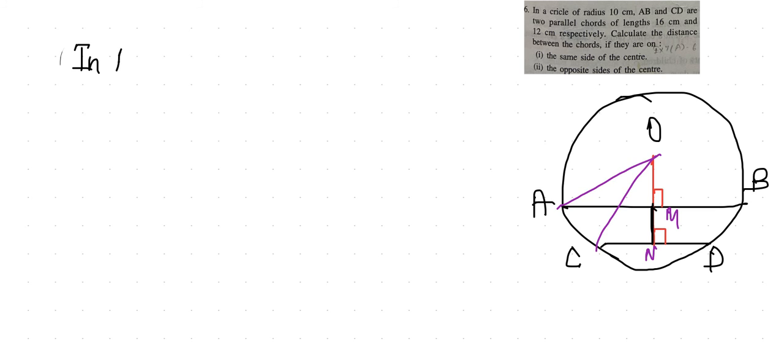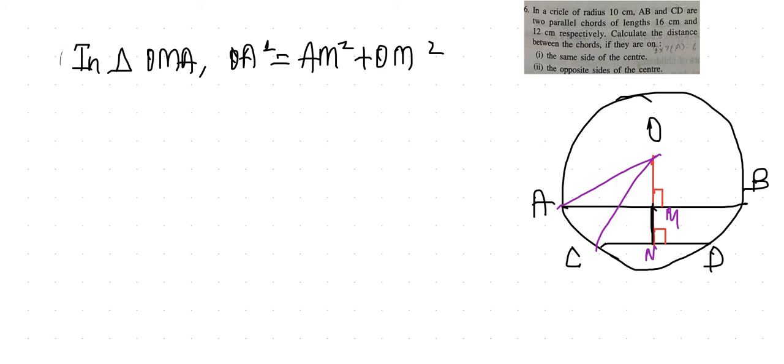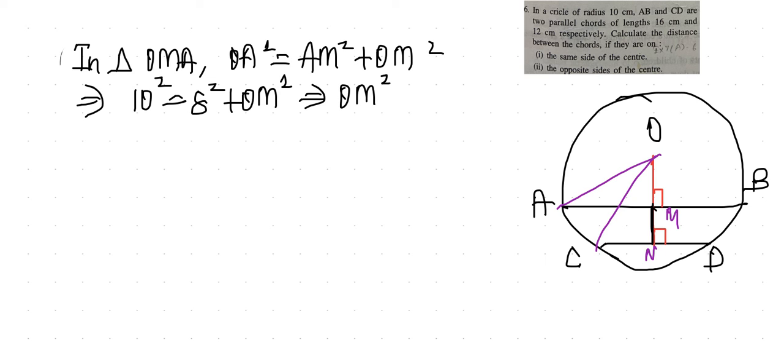You will be writing like this: in triangle OMA, OA square is equal to AM square plus OM square. So this implies OA square, which we already know is 10, so 10 square is equal to AM, which we have calculated as 8, so 8 square plus OM square. So clearly OM square will be equal to 36, because that is 10 square minus 64. So the value of OM that I am getting is root 36, which is equal to 6 centimeter.